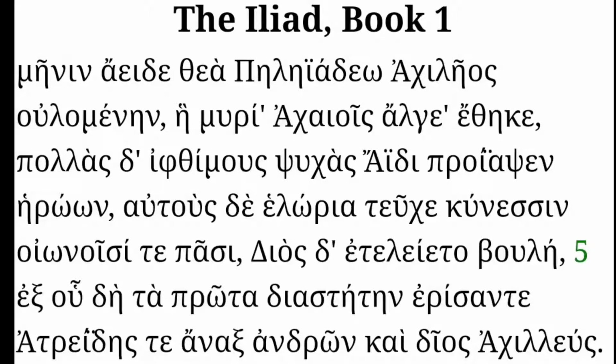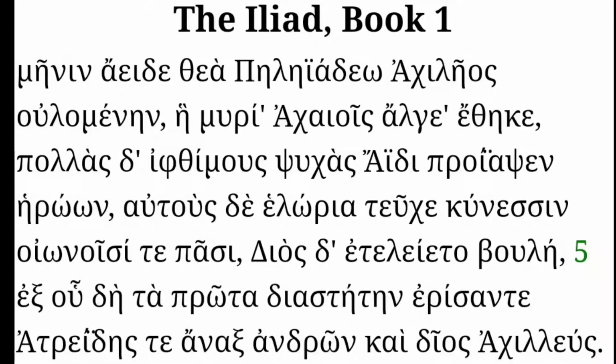Now, when we talk about lines, you may or may not be aware that originally you did not see Homeric epic, once it had been transcribed into script, whenever it was, no one knows exactly, in the lines we're used to. However, because of the meter, because of the 6 beats in the hexameter, it was apparent to the audience, to the listener, as well as to the reader. So, mênin aeide thea Pêlêïadeô Achilêos, oulomenên, hê muria Achaiois alge' ethêke.